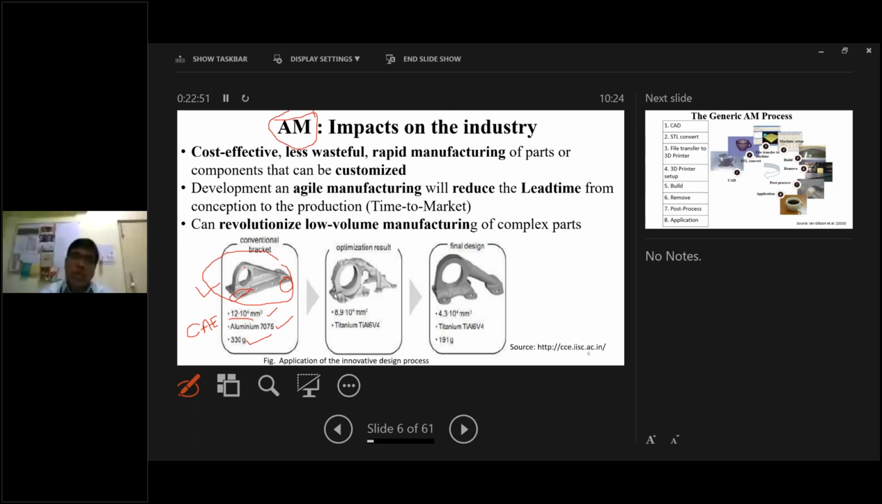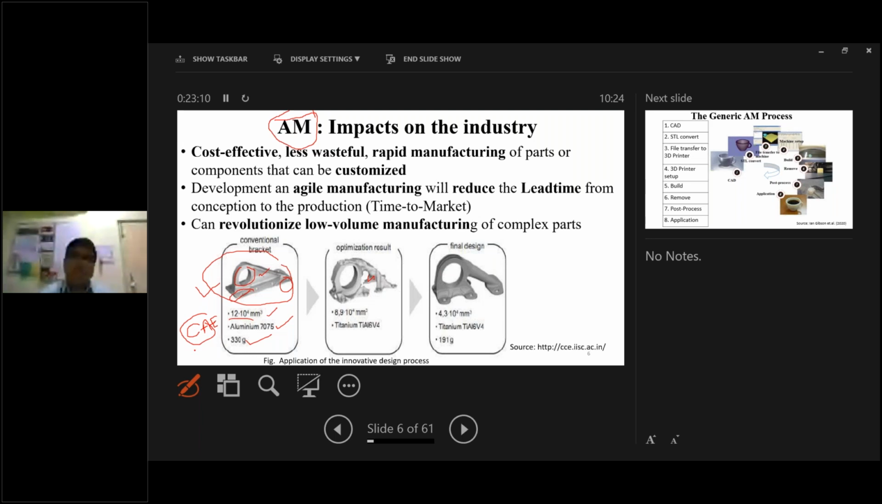Now this new design is possible, and how to manufacture it by conventional A plus B, A minus B processes? There is going to be manufacturing which is cost effective and less wasteful. So it is going to be sometimes rapid manufacturing, which you have already seen, and components can be customized. Then agile manufacturing is possible.